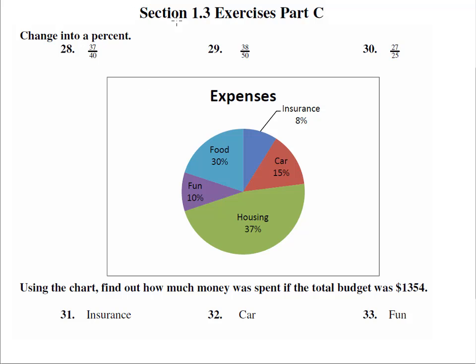Here we are in section 1.3, exercises part C, with the solutions to numbers 28 all the way through 36. Number 28 says 37/40ths, and we are changing it into a percent. So we first need to change this into a decimal, and then we can change it into a percent. So 37 divided by 40.